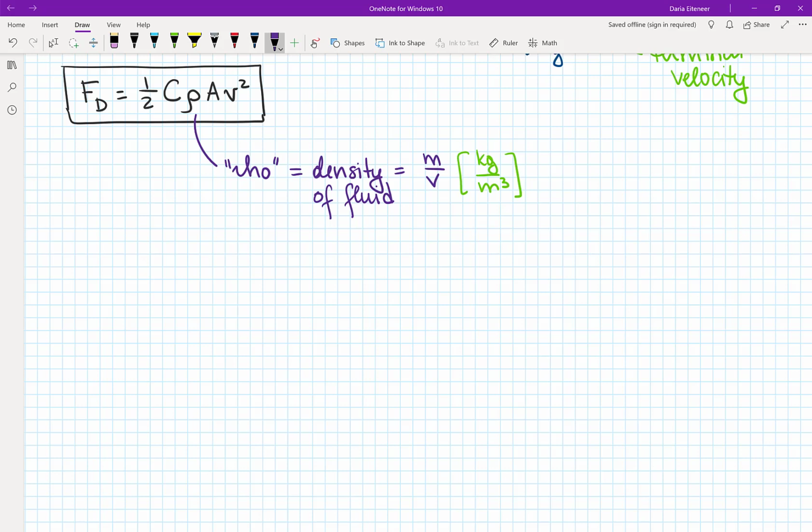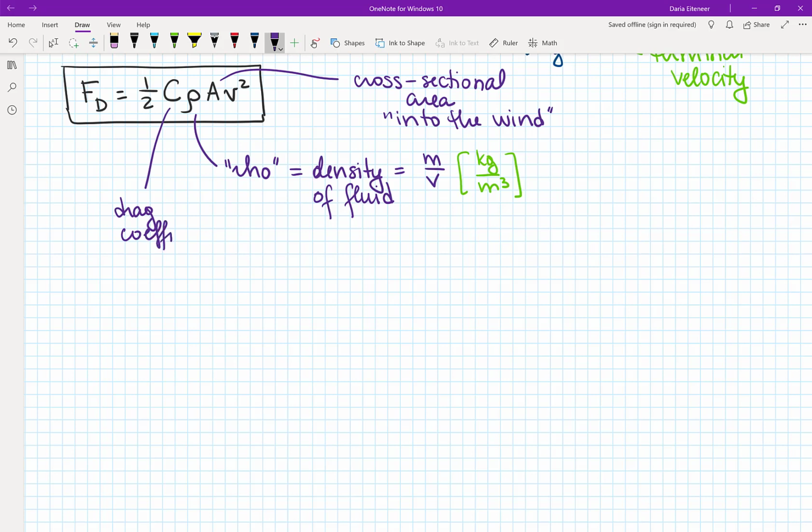This A here is called cross-sectional area. And that has to do with the area, quote unquote, into the wind. And by the way, that capital C, which is called the drag coefficient, also depends on what faces the wind. Okay, so a couple of examples of that.